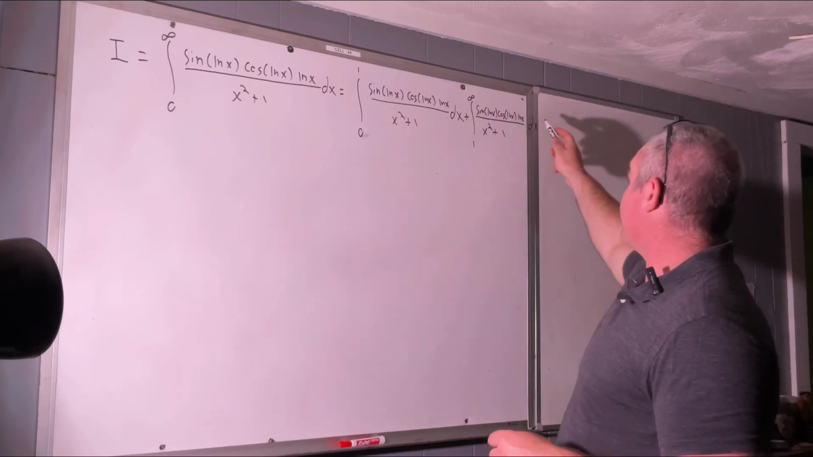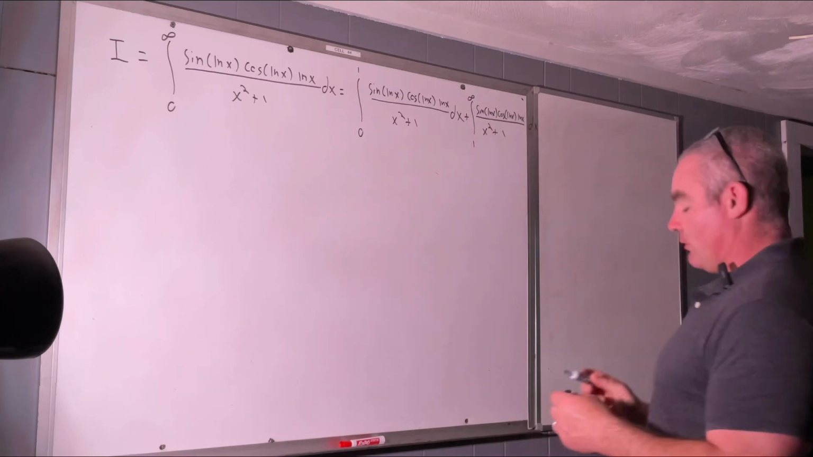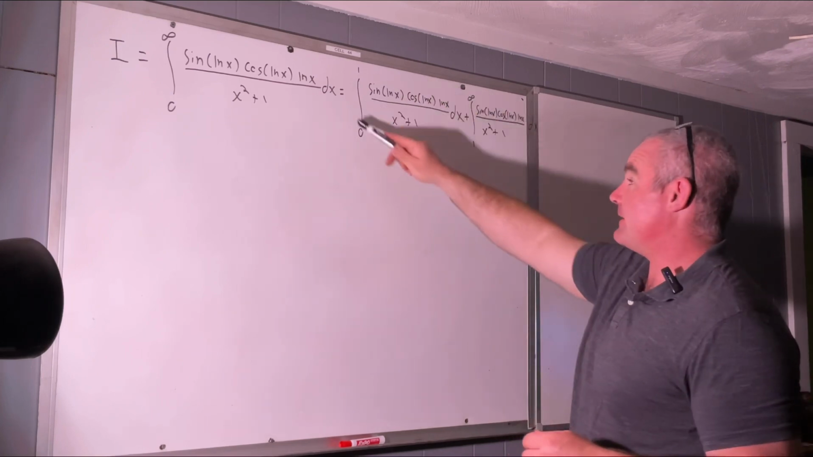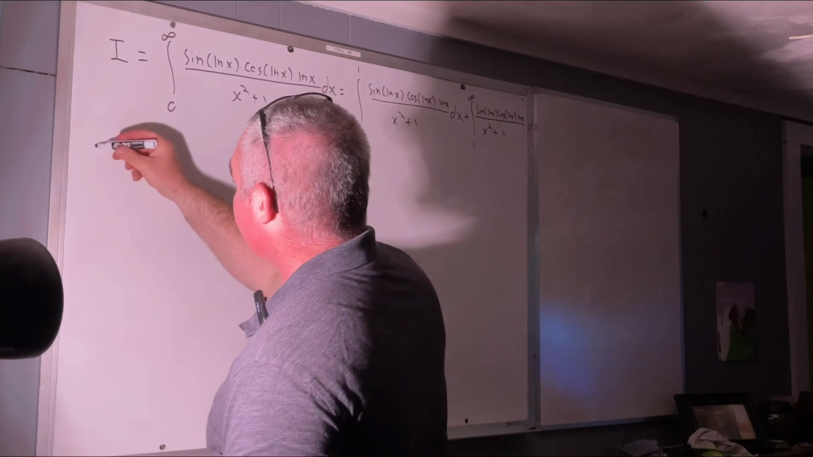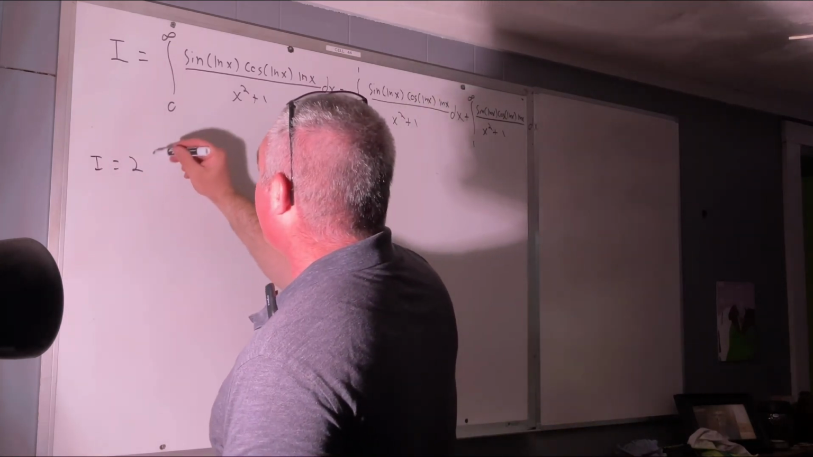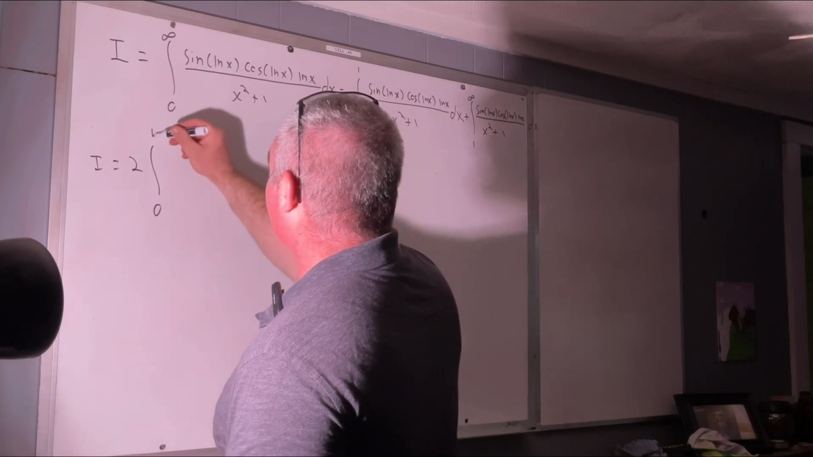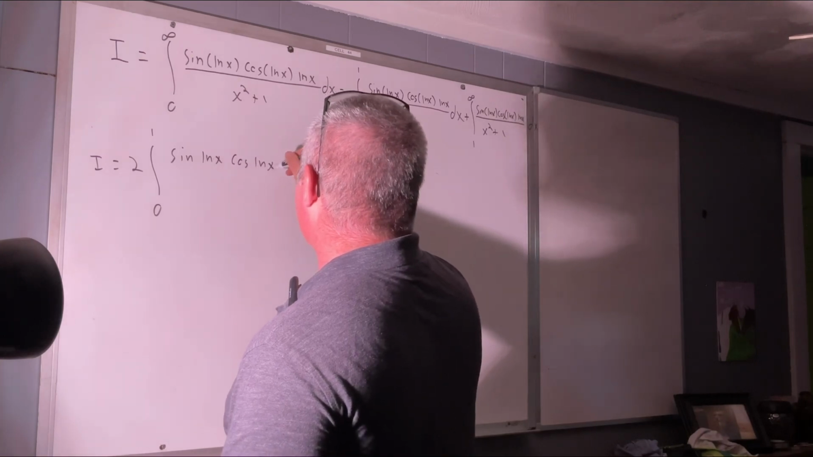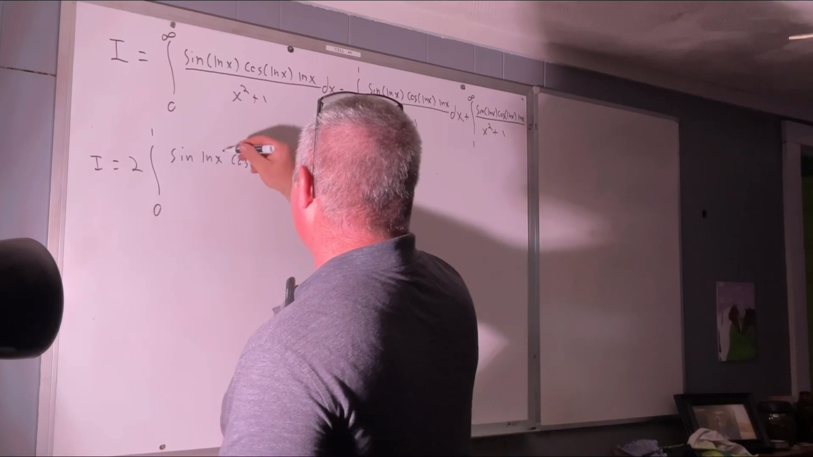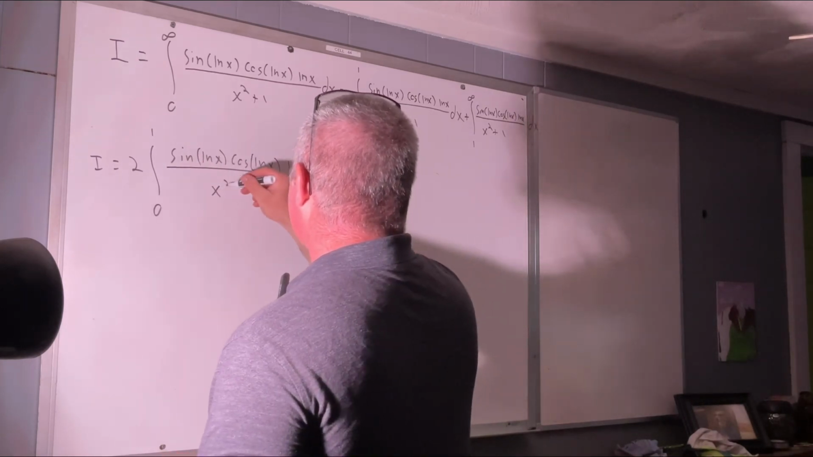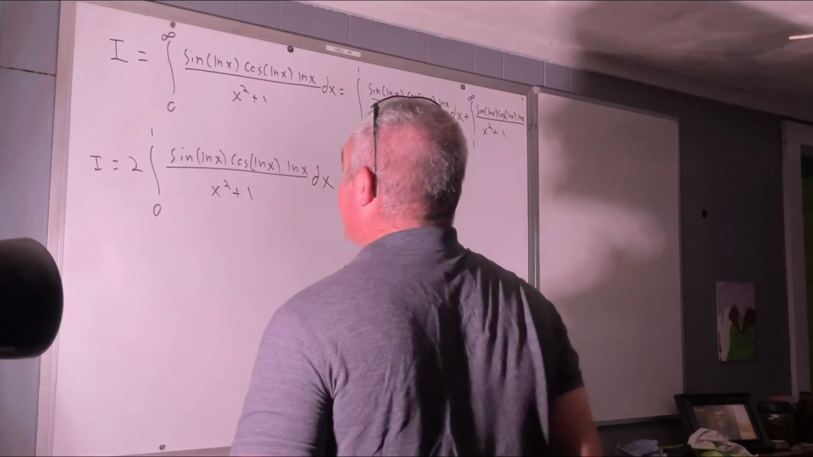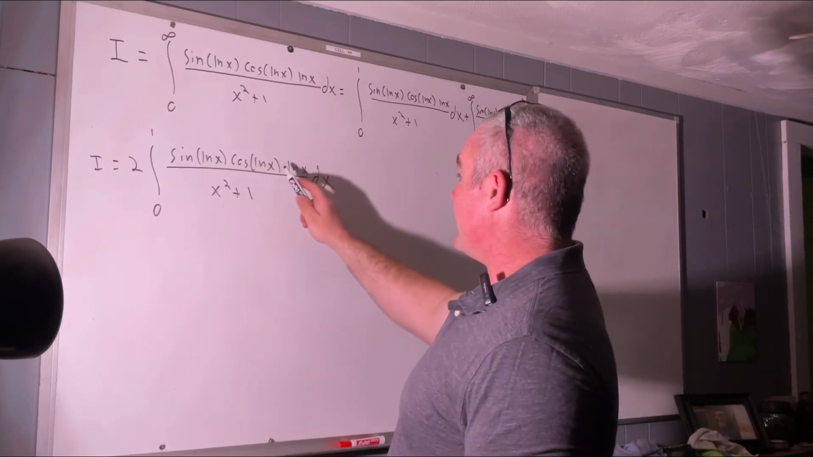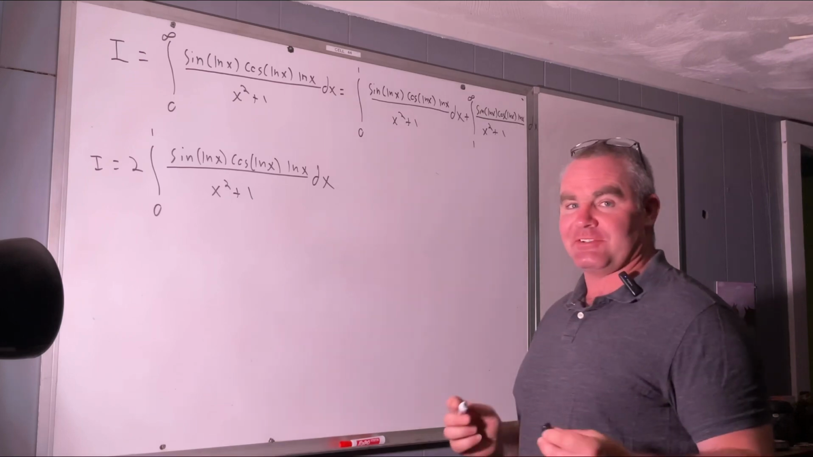Okay, performing the substitution u is equal to 1 over x will give you back this exact thing right here. So we can say that I is equal to 2 times the integral from 0 to 1 of sine natural log x, cosine natural log x, natural log x over x squared plus 1 dx.